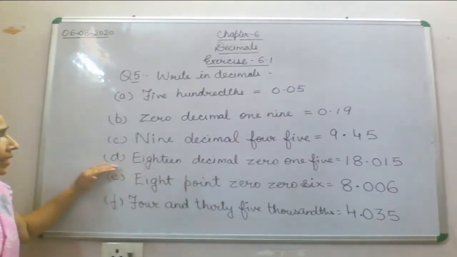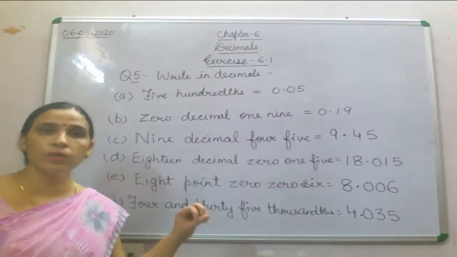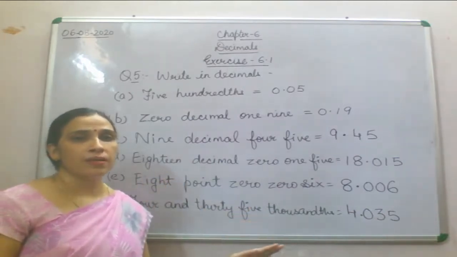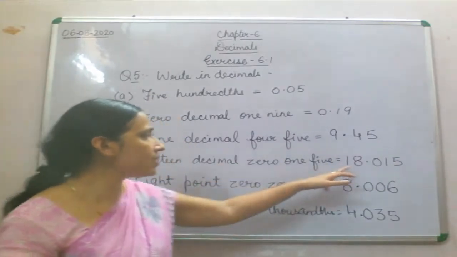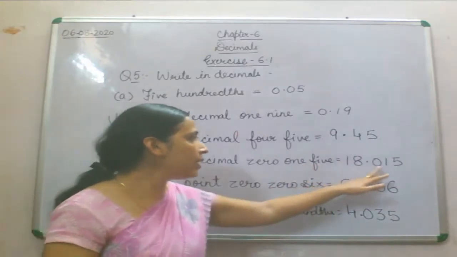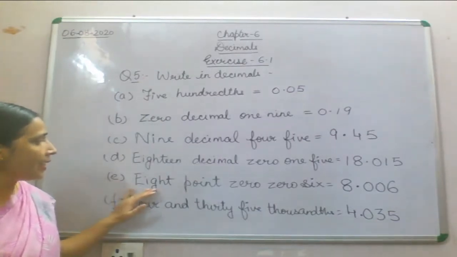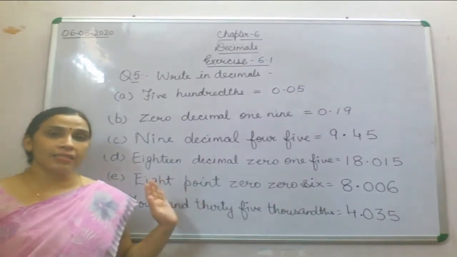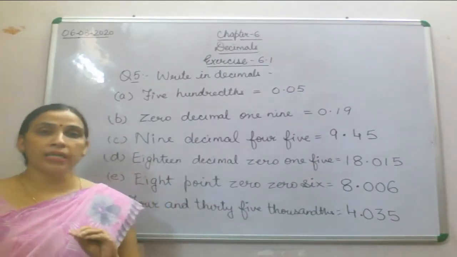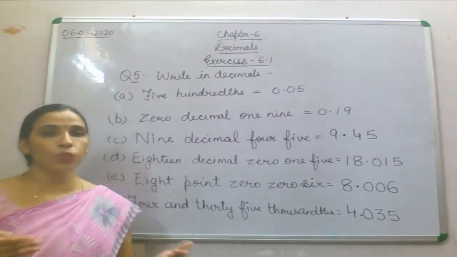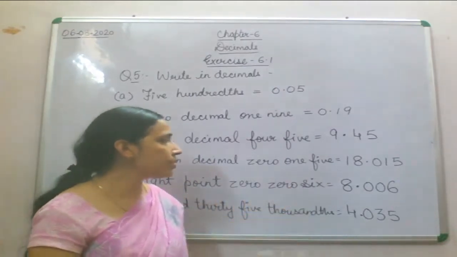Similarly, we have D part, 18.015. Quite simple, in the way it is written in words, you have to write it in digits, in decimals. So 18, 1, 8, then decimal, then 0, then 1 and then 5. Quite simple. Now we'll come to E part, 8 point. We can write as a decimal also and as a point also. Both are correct. You don't need to think about which one is correct. So what is that? 8.006.